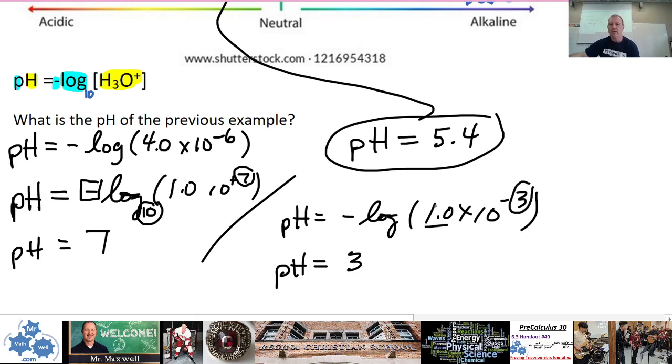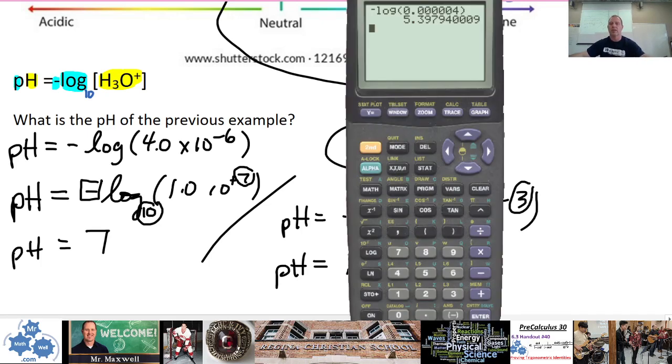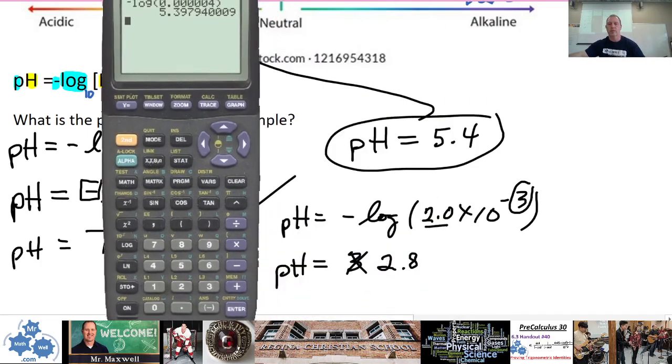Now, obviously, if this moves from 1 to another number, it's not going to be exactly 3, but it's going to be pretty close. This is just a little bit more than 1 times 10 to the negative 3. So guess what? This pH is going to be just a little bit less than 3. Well, let's find out. That's my guess. See how close I was.